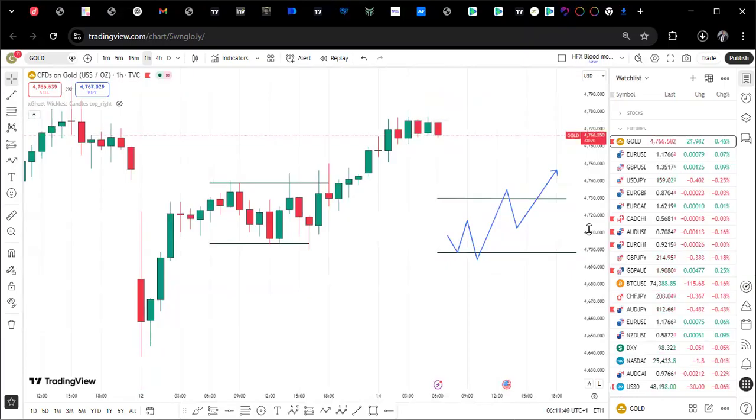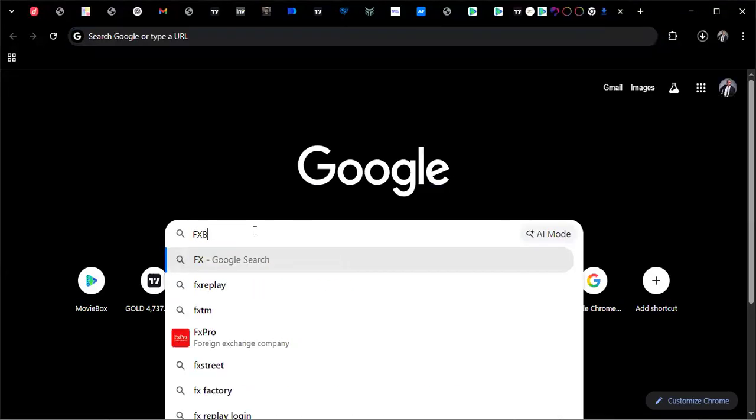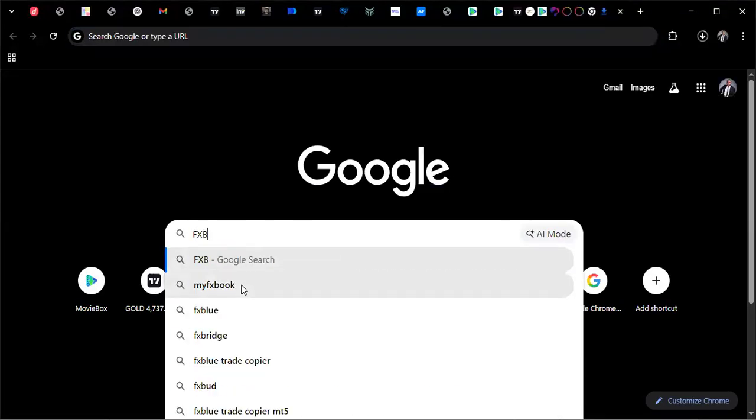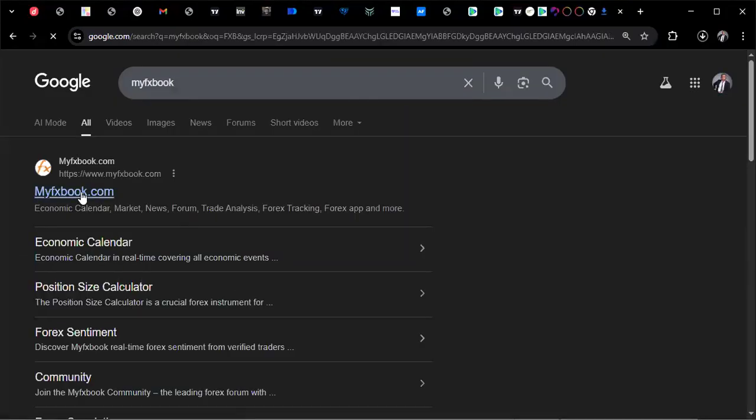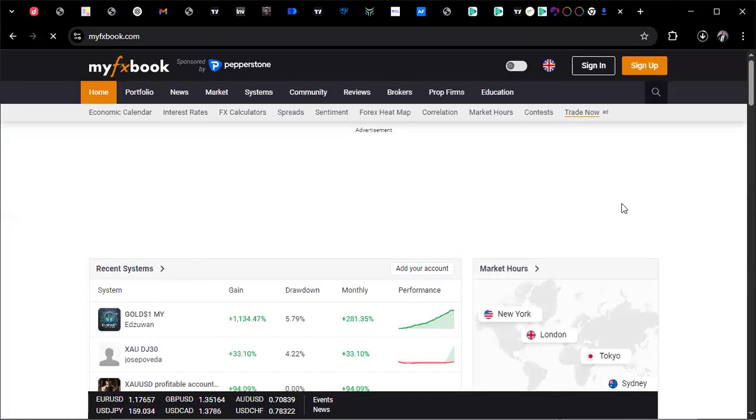Let me check a particular one, the fear and greed index. Let me see if I can get it. Let me just show us something. Okay, sentiments. This is where I want to go to. Market sentiment, right?